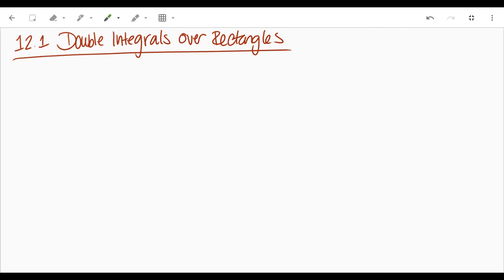Okay, so we're going to back up to when you first learned about Riemann sums in Calc 1 again. It's always nice to relate this to what you first learned in easier terms. So recall Riemann sums for integrals.